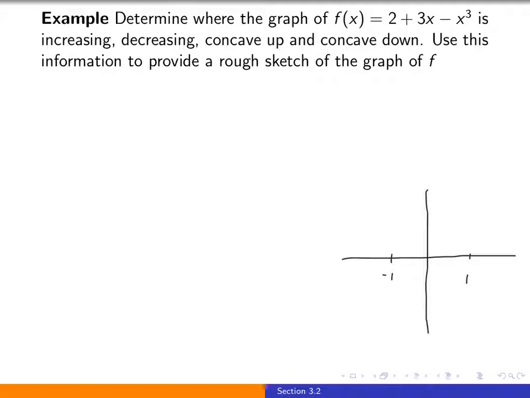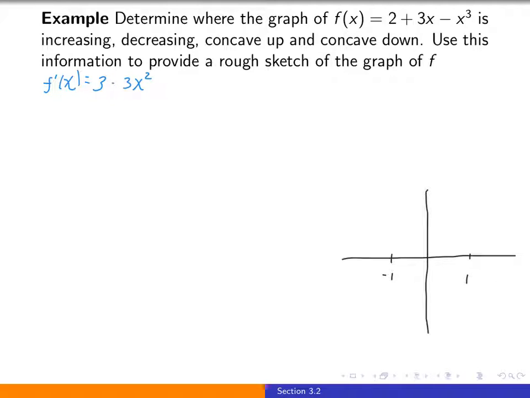So let's look at one more example here where we can just tie everything together. So for the function 2 plus 3x minus x cubed, let's determine everything. Intervals of increase, decrease, concave up, concave down, and then put it together for a rough sketch of the graph of the function. So to find those intervals of increase, decrease, the first thing I need to do is find the derivative.